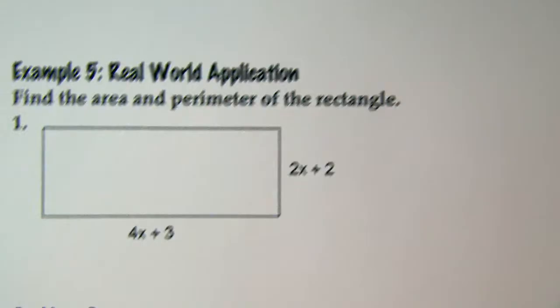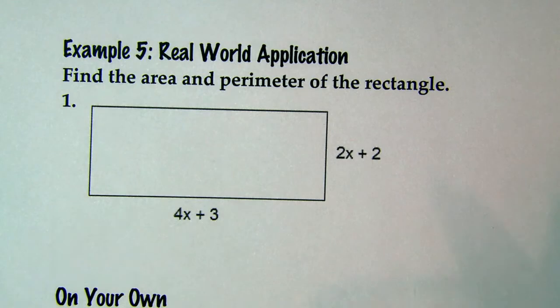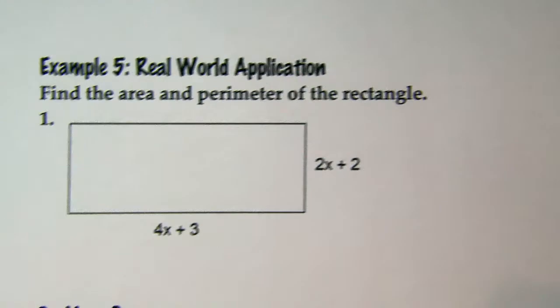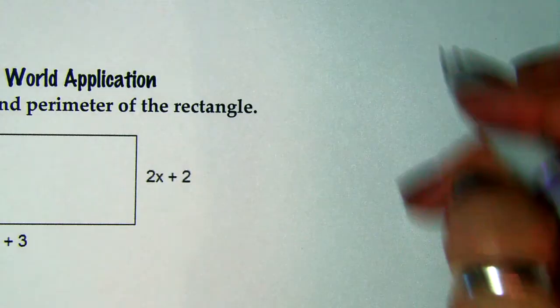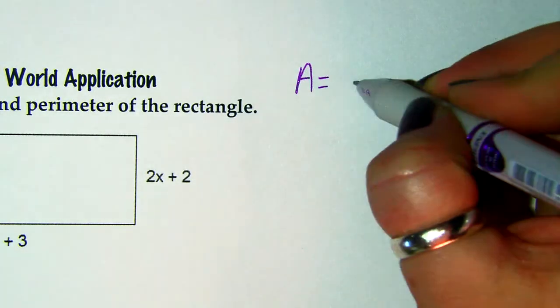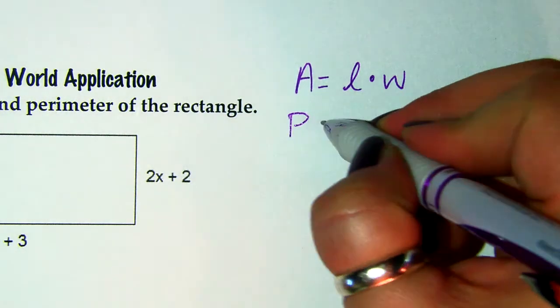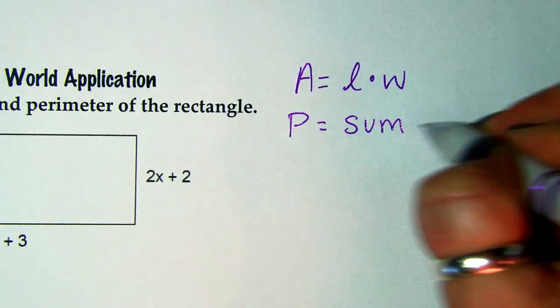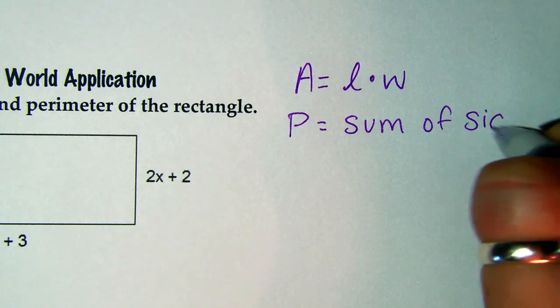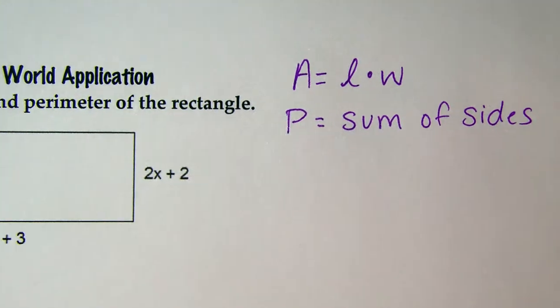We've got one more example. These are area and perimeter problems. So you might need to be reminded of those 2 formulas if you don't know them. So let me write them out. Area of a rectangle is the length times the width. And then the perimeter is the sum of all the sides. Sum meaning add. So if you need to write that down, write it down.